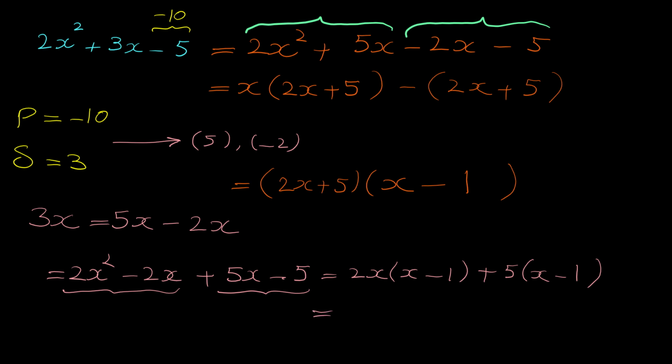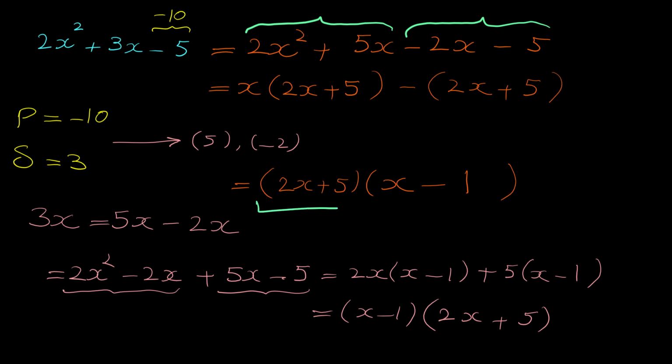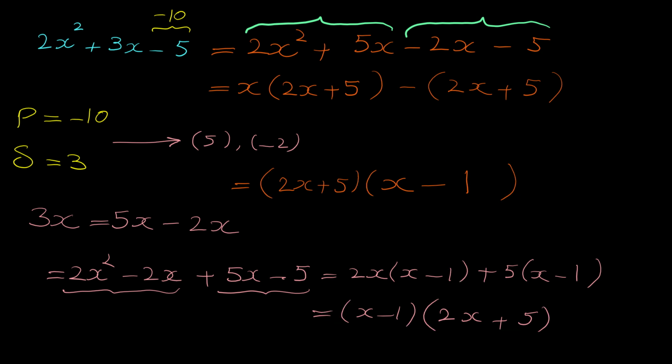Now, x minus 1 is common. We factor x minus 1 from these two terms. From the first term, we get 2x. From the next term, we have a 5. Compare the two answers. The answers are exactly the same. Just the order of the brackets is changed. Here is 2x plus 5 times x minus 1. Here there is x minus 1 times 2x plus 5. But the order of the brackets in the multiplication doesn't matter. So the answer is the same.